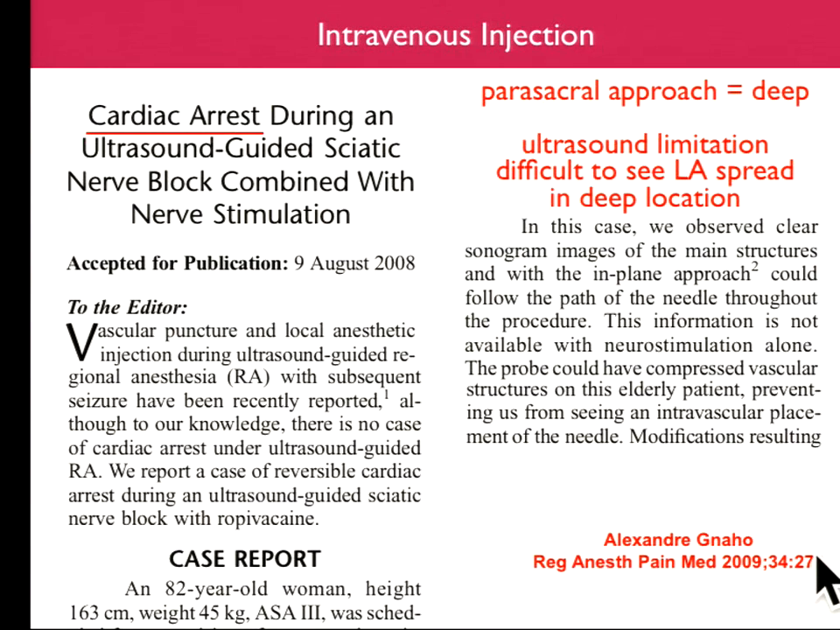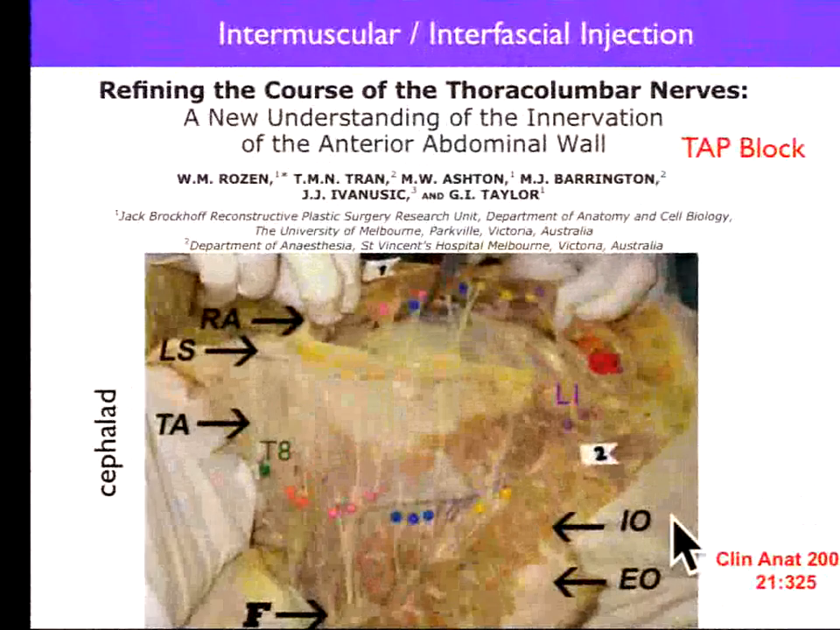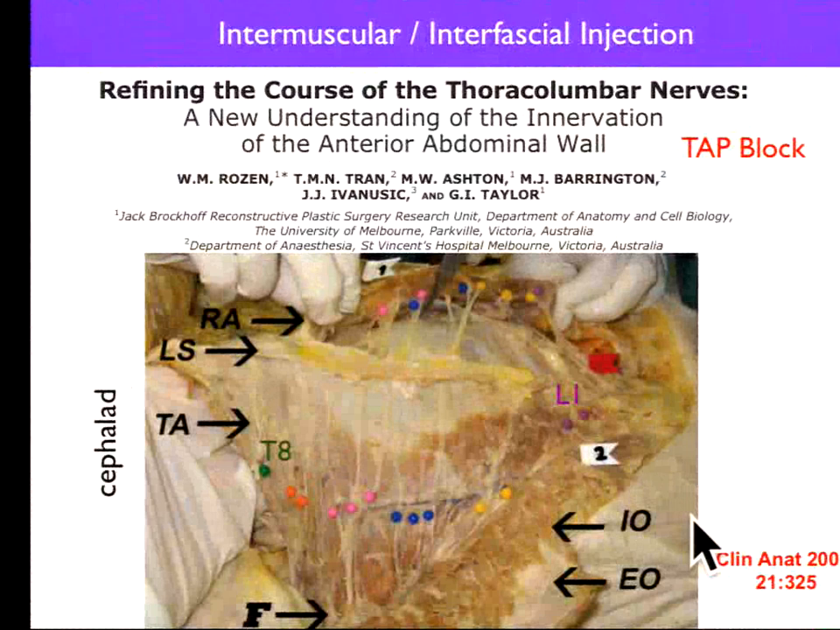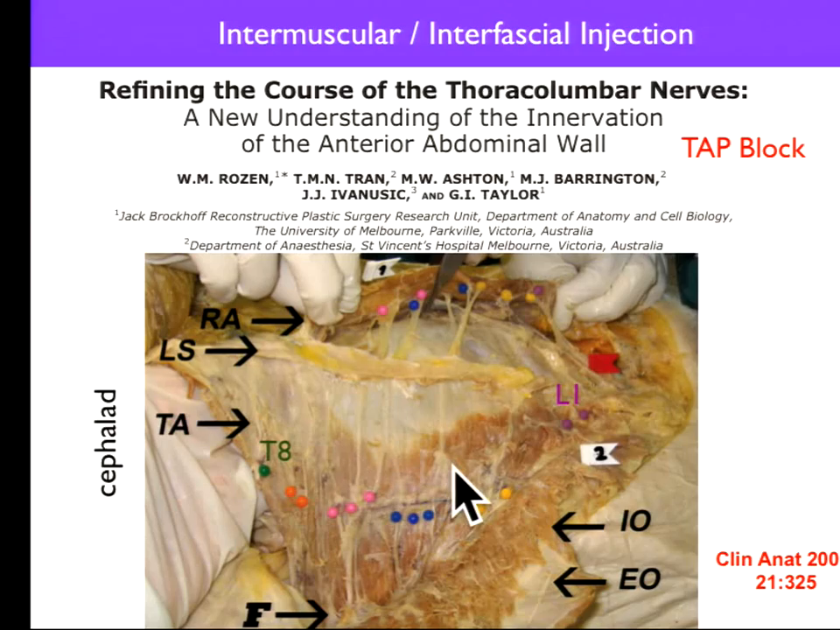There are limitations. Again, ultrasound scanning for somewhere that is deep can be a difficult part. This is cardiac arrest after a parasacral block, so obviously the operator did not see the local anesthetic spread well. Okay. So we talk a lot of TAP block. I'm not going to say much, but this will be an intermuscular block. We know that these are the thoracolumbar trunks coming anteriorly.